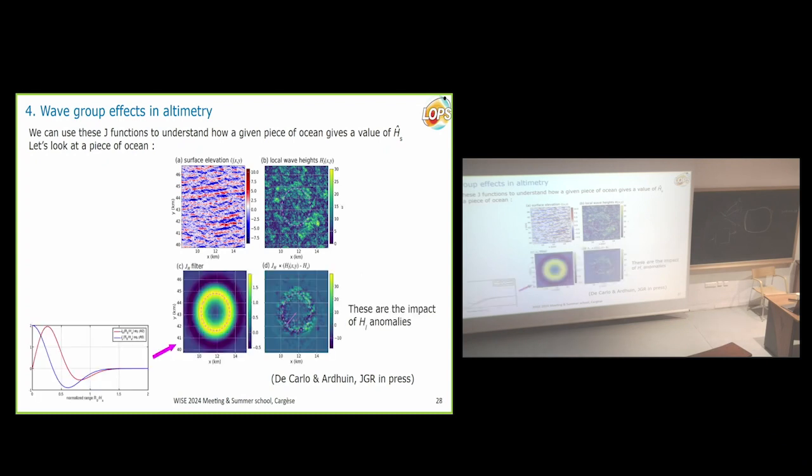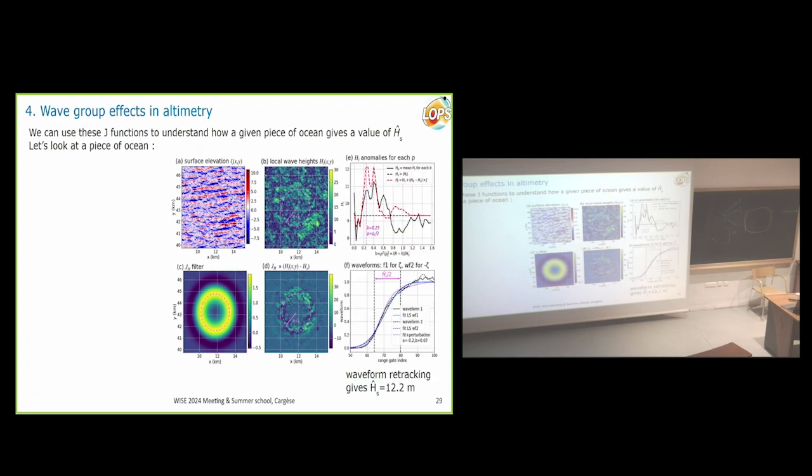All right, so that's the envelope. What we're saying with our theory is that basically you should multiply this by this filter function. So all these perturbations from the mean wave height are going to be multiplied by this JH filter, and this is what you get. And if you integrate that in azimuth, you get this distribution of impact of these local wave groups on the wave height estimation. And in the end, you would just sum all the distances from nadir, you get one number, and that will give you the estimation of the wave height.